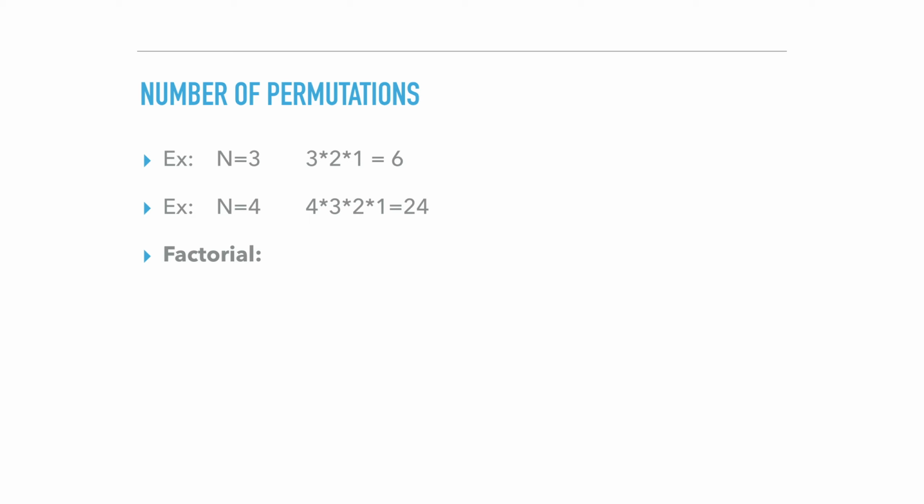There's actually a mathematical way to denote this type of multiplying, where you start from a number, say n, and you keep on multiplying as you decrease the number by 1. It's called the factorial, and we can represent it with an exclamation mark. So 4 factorial is a shorthand way of writing this big thing right here.